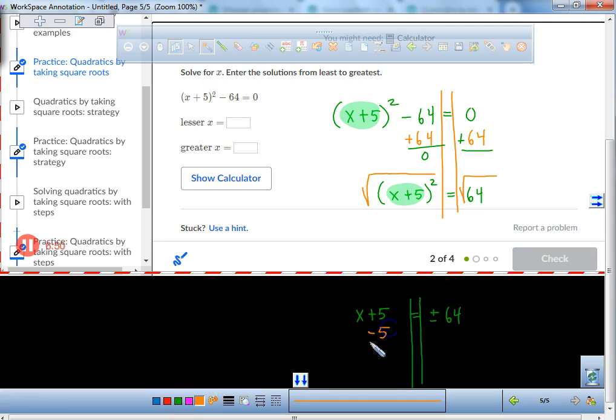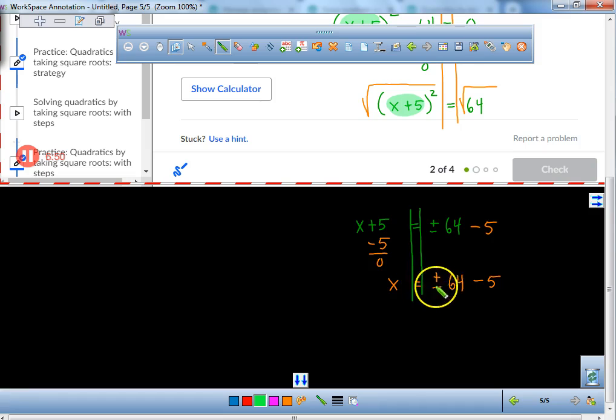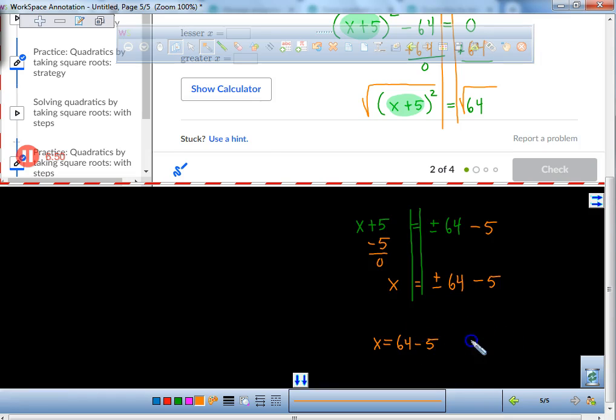We have to take away 5 from this, and we have to take away 5 from this. So here's what I want you to write down. Over here, we're left with just the x. Over here, we're left with plus or minus a 64 minus 5 more. Now, what do we do with this plus or minus? This is going to be the easy part. One of them, I want you to do the equation. Ready? X equals 64 minus 5. And the other one, I want you to put x equals negative 64 minus 5. So put the plus 64 minus 5 and put the minus 64 minus 5.